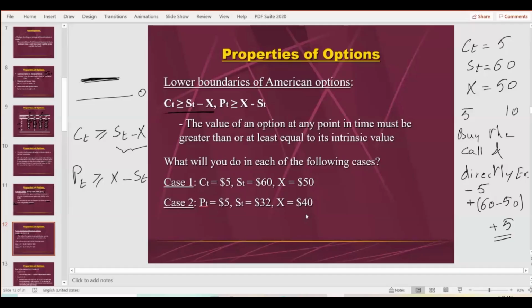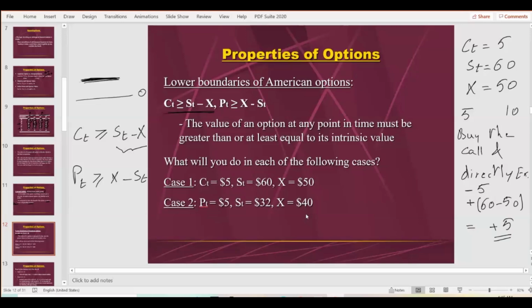And you can keep on doing that. You buy the call, you quickly exercise, you grab $5. Then you buy another call, you directly exercise it, then it's an additional $5, and you can keep on doing that as long as CT is not greater than or equal to ST minus X.